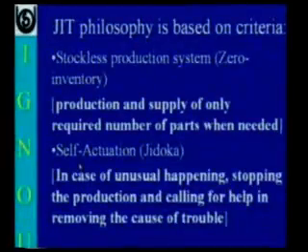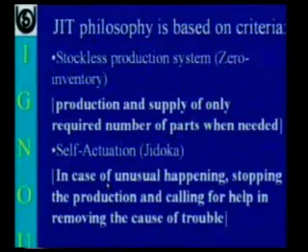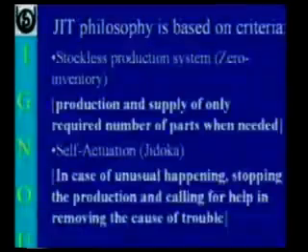What is self-actuation? In case of an unusual happening, stopping the production and calling for help in removing the cause of the trouble. That means if a worker observes that some defect is occurring continuously in the product, he should immediately stop the production line. I will explain some terms used in the Japanese philosophy. He should turn on the light, and the maintenance people will come and sort out the problem.